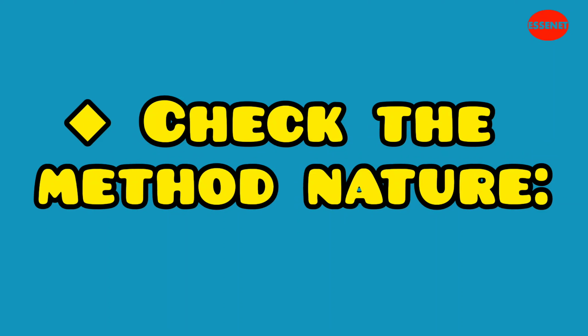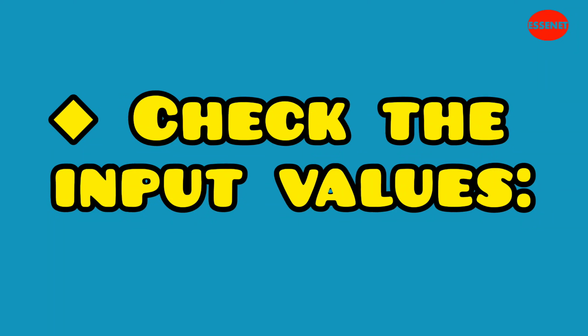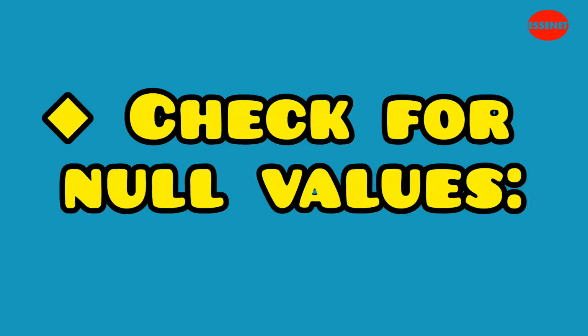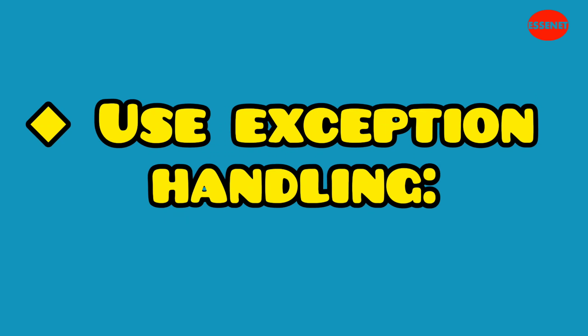Check the method signature. Make sure that the arguments you are passing to the method match the expected type and number. Check the method signature in the documentation to confirm this. Check the input values. If the method takes a range of input values, make sure the values you are passing are within the valid range. Check for null values. If the method expects non-null values, make sure that you are not passing null values as arguments. Use exception handling. If you are unable to prevent the IllegalArgumentException from occurring, you can use exception handling to catch the exception and handle it appropriately.